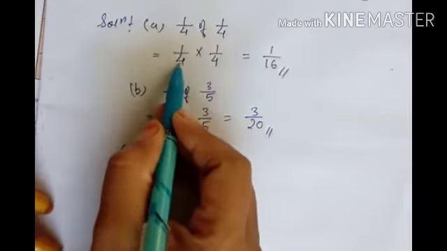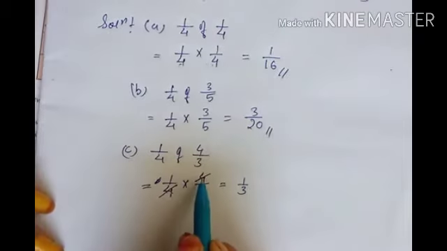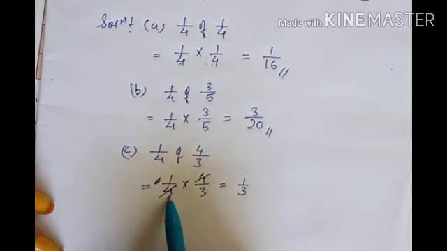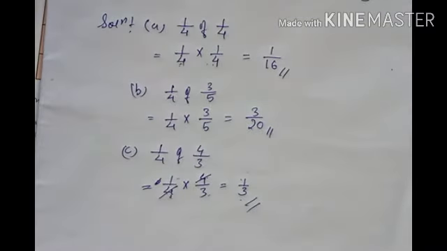But denominator and denominator cannot be cancelled. If it is numerator and denominator, they can get cancelled. So what is remaining? 1 upon 3. So this is 1 upon 3. I hope you have understood this question.